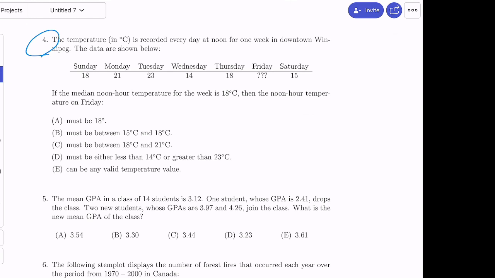The first thing you want to do when you calculate a median is rank these. So put them in order. So the numbers are in order: 14 is the smallest, then 15, and then 2 18s, and then 21 and 23, and then there's an unknown one. So the question is, what should that unknown one be if you know the median is 18?